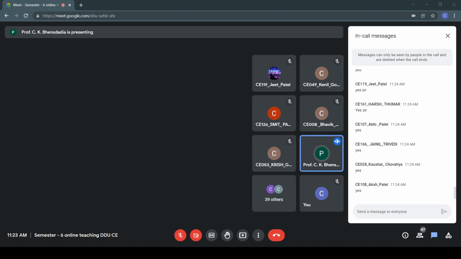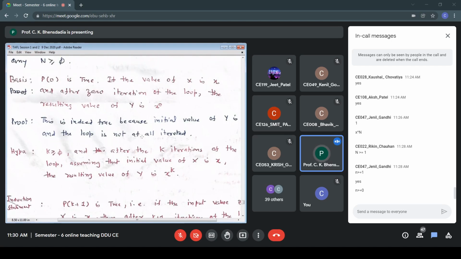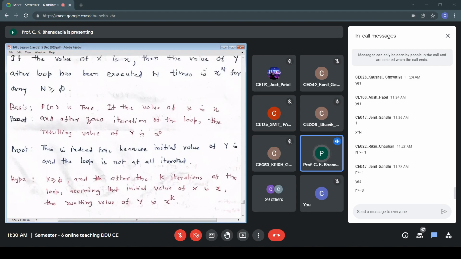So if the initial value of x is x, then after k plus 1 iterations of the loop, the resulting value of y is small x to the power k plus 1. Almost the same as the hypothesis. We don't specify the range of k. Instead of k, that becomes k plus 1 iterations of the loop. The resulting value of y is small x to the power k plus 1. That we need to prove.